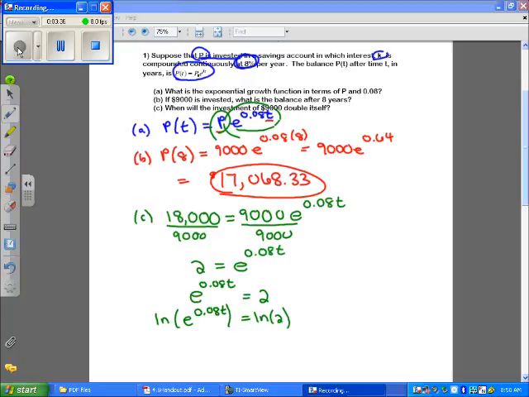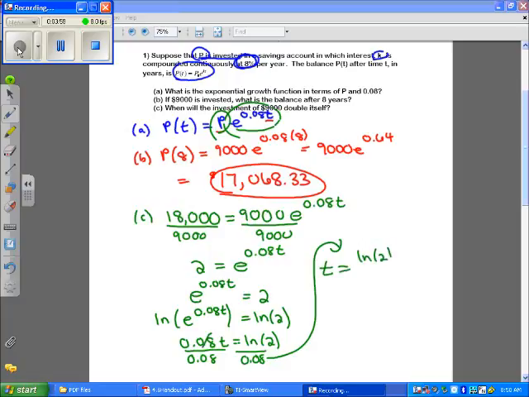Okay, the left-hand side simplifies to be 0.08T. The right side I'll just repeat. Now I'm going to continue solving for T. So I divide both sides by 0.08. On the left-hand side, I get T is equal to natural log of 2 divided by 0.08. And if you plug that in your calculator, that comes out to be approximately 8.7. So to answer the question, it will take 8.7 years for $18,000. I'm sorry, for $9,000 to double itself.